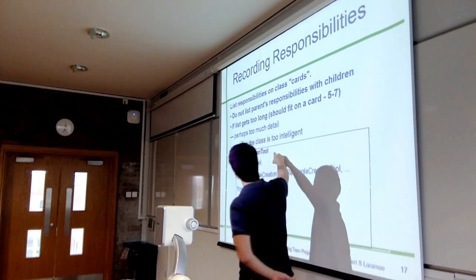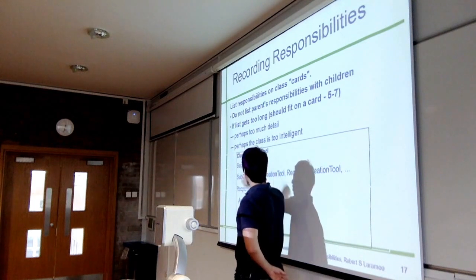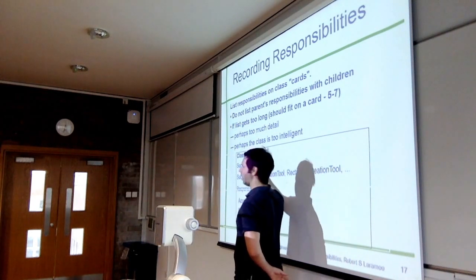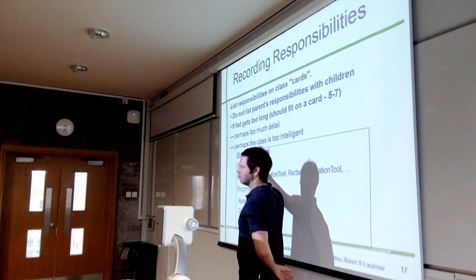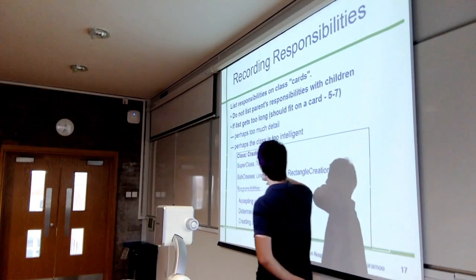So the name of the class is here. This class is called Creation Tool. It has a parent class called Tool. So Creation Tool is a kind of tool. That's the "is a type of" relationship.